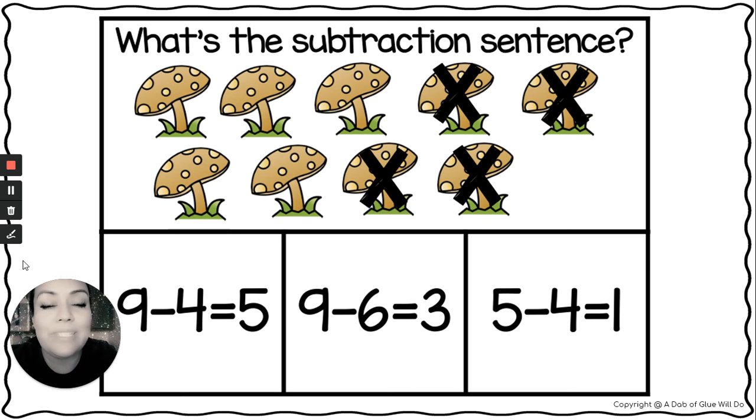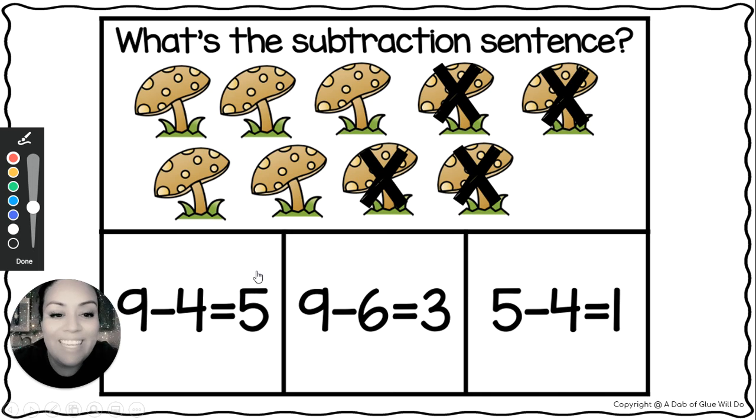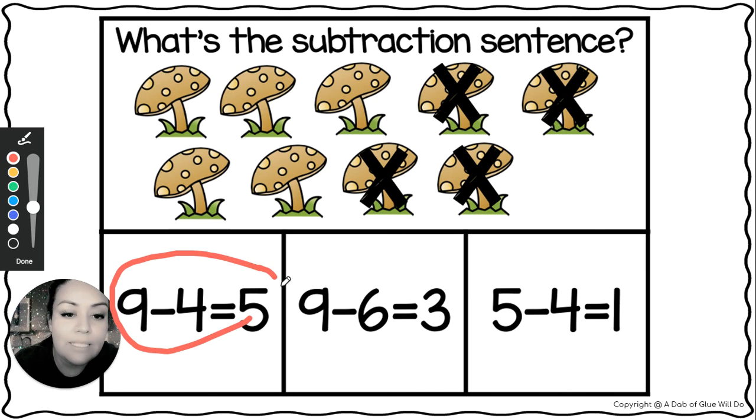5. That's right. So tell me the number sentence starting with 9, the whole number. That's right. 9 minus 4 equals 5. Can you find that number sentence here? I know you can. Here it is. Perfect.